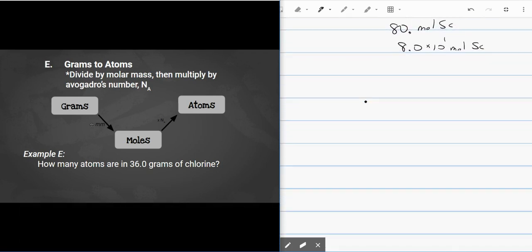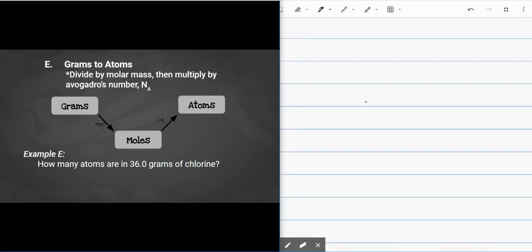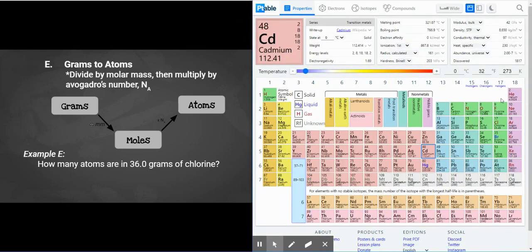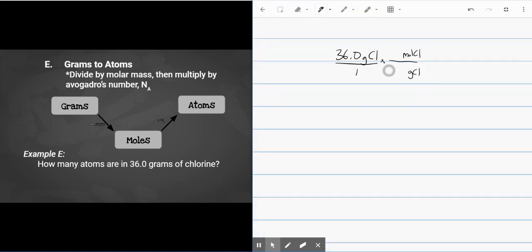So first, let's go back to basics. Let's write out the given. So I have 36.0 grams of chlorine over 1. Okay, and we are going to divide by the molar mass. That just means that grams of chlorine are going to go on the bottom and moles of chlorine are going to go on the top. And I need to look chlorine up on the periodic table. Its molar mass is going to be 35.45. So I'm going to write 35.45 down here. And now grams have canceled.